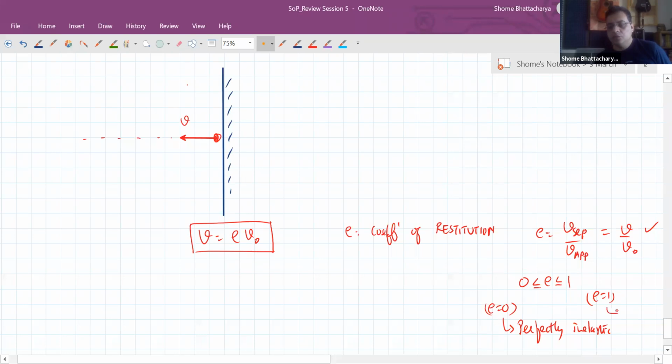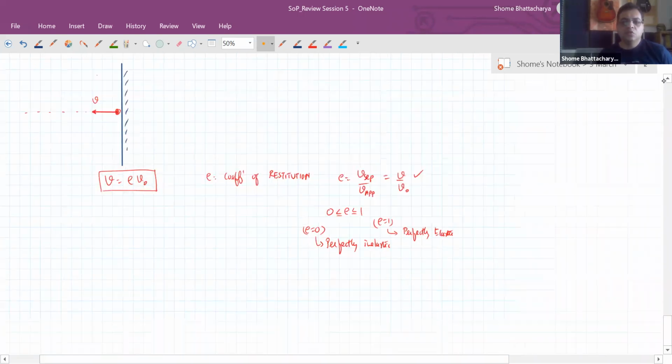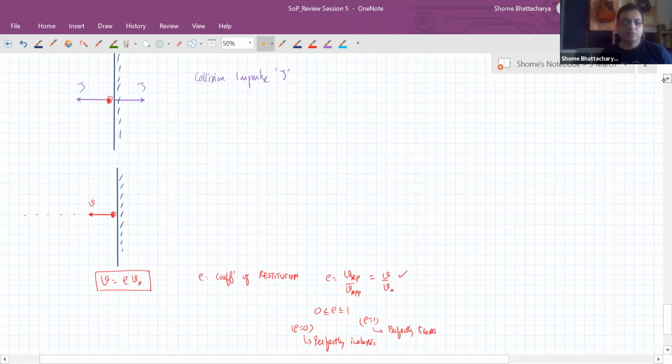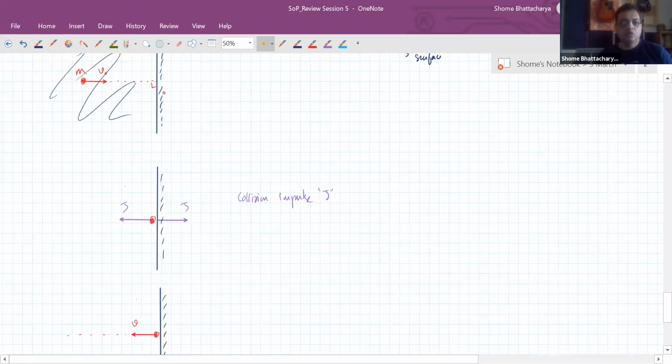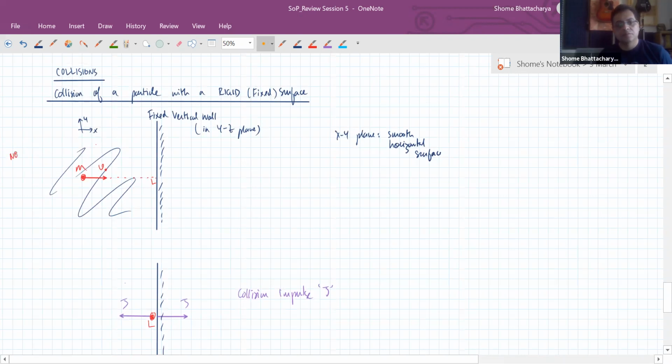and e equal to 1, as you know, is the perfectly elastic case. This particular situation that we saw here is called the normal impact, because the direction of the impact velocity is along the normal, along this perpendicular axis. Now we can also have a situation where the impact is oblique. We'll discuss that next.